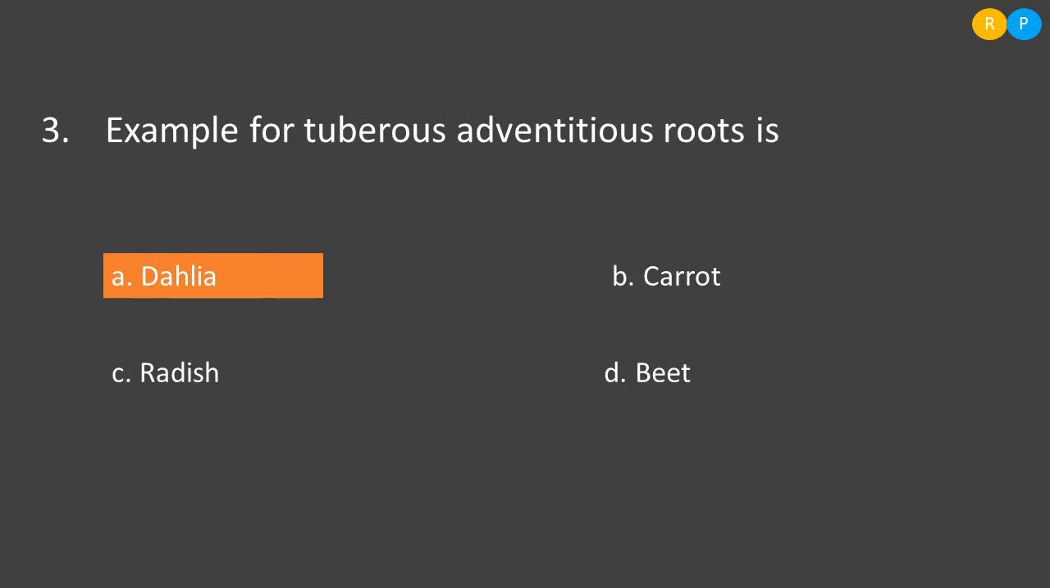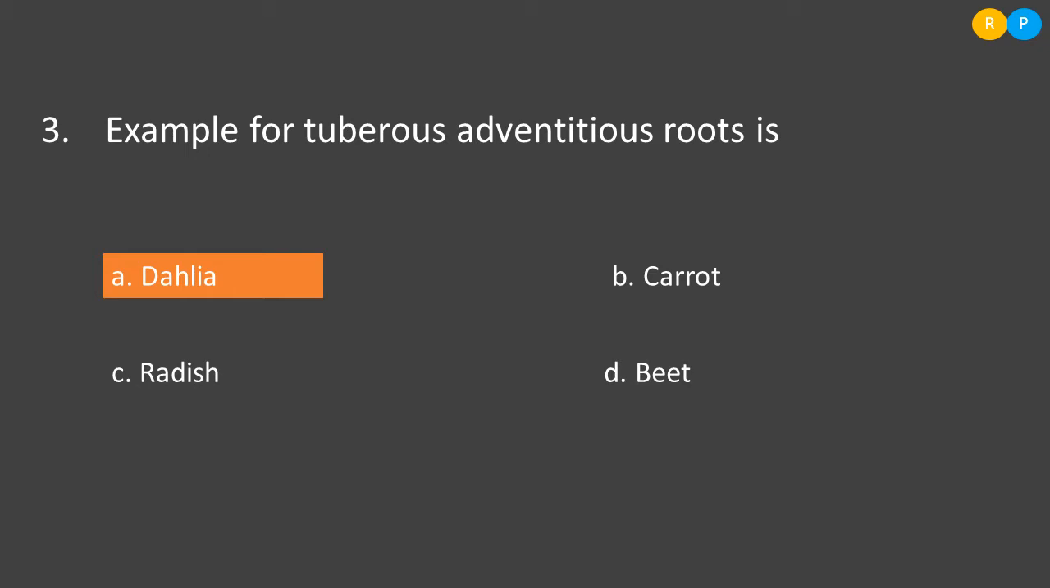Then the next question: an example for tuberous adventitious roots is. When we call a root adventitious, it is not actually formed from the radicle. If the root is formed from any part of the plant other than the radicle, such roots are named adventitious roots. Clear? So, let us see the options.